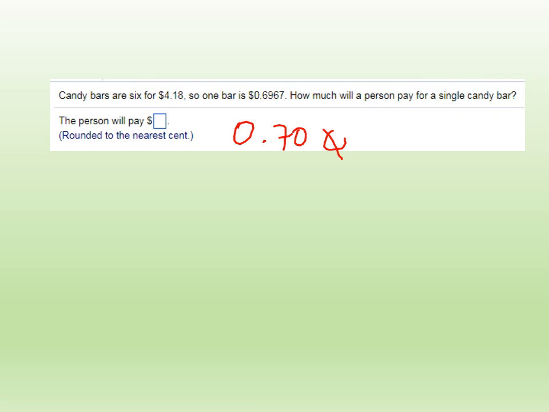I like to give you guys these examples because not everything in math is complicated. It's just understanding what the question is asking you to do. Raise your hand if you got 70 cents all by yourself. Good job.